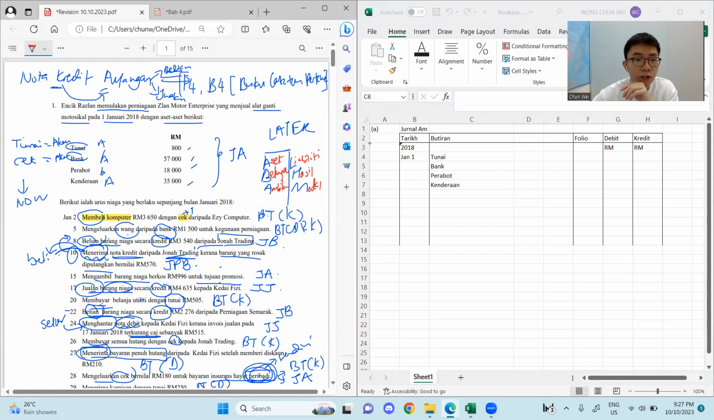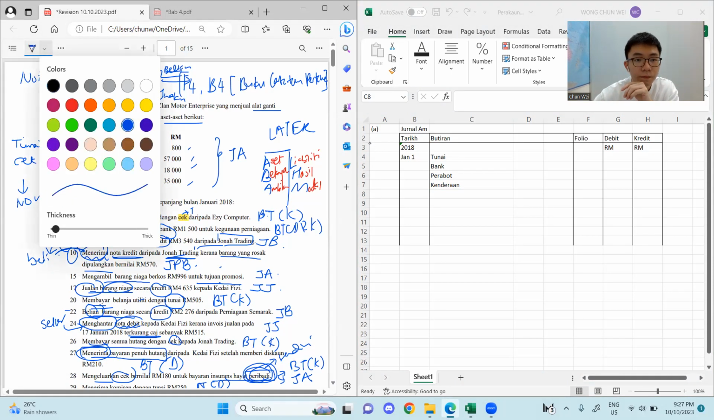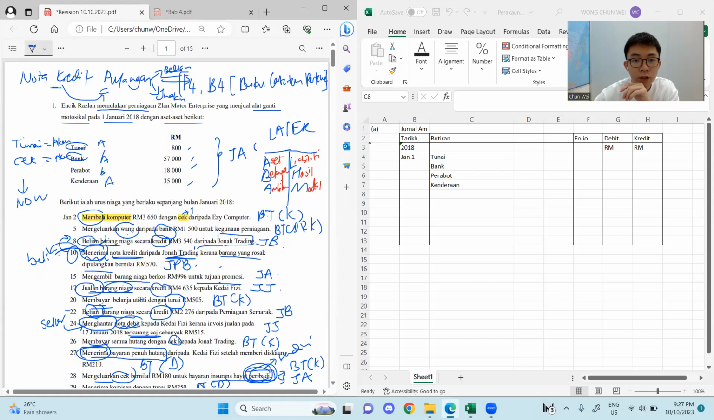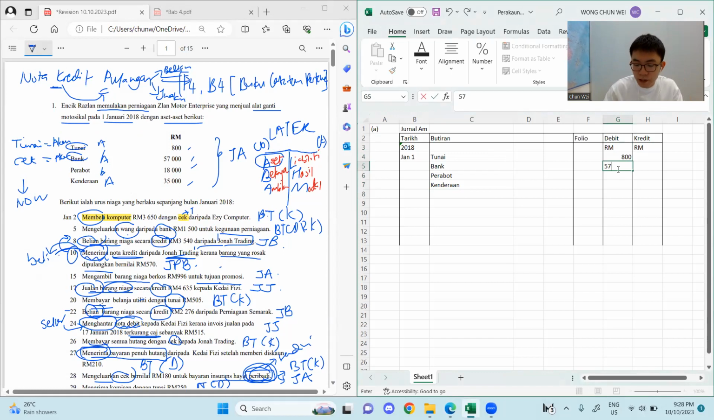So what is this for? You can see that this is actually a T. Maksudnya, here is the debit side, here is the credit side. So all these 29, bank, perabot, kenderaan are asset. So if they're asset, you can see the asset is on the debit side. That's why all this figure will be on the debit side. So start off with the 29, 800, bank 57,000, perabot 18,000, kenderaan 35,000. Okay, if there is a liability, let's say akaun belum bayar is a liability. So liability should be on the credit side.